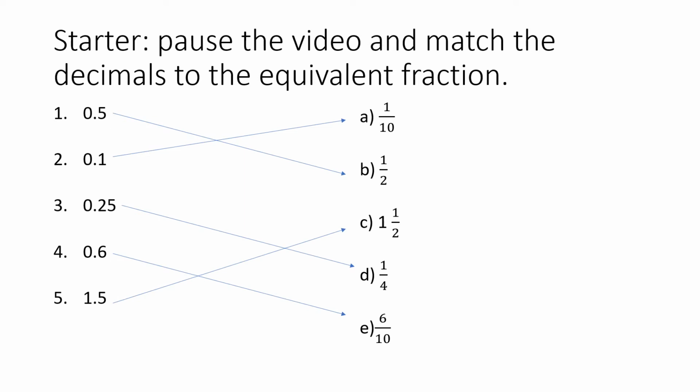The answers to those equivalent fractions and decimals are 0.5 is equivalent to a half, 0.1 is equivalent to 1/10, 0.25 is equivalent to 1/4, 0.6 is equivalent to 6/10, and 1.5 is equivalent to 1.5.